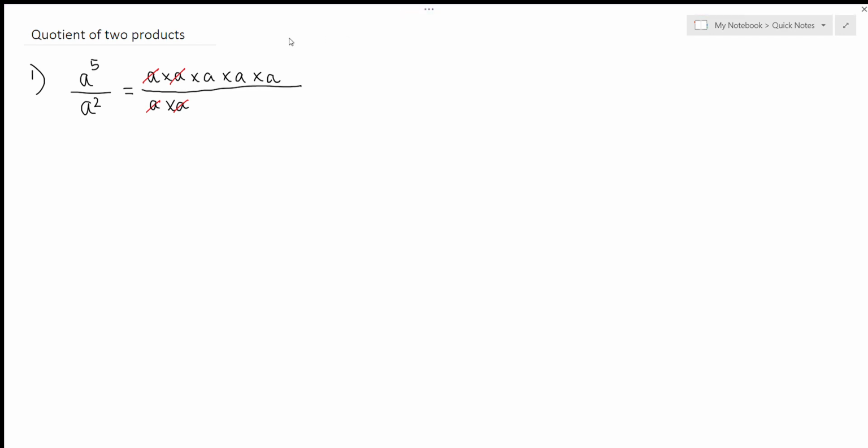So what am I left with? I'm left with above a to the power of 3, because there are 3 a's left, over 1, which is just a to the power of 3. Okay, now let's look at another example.